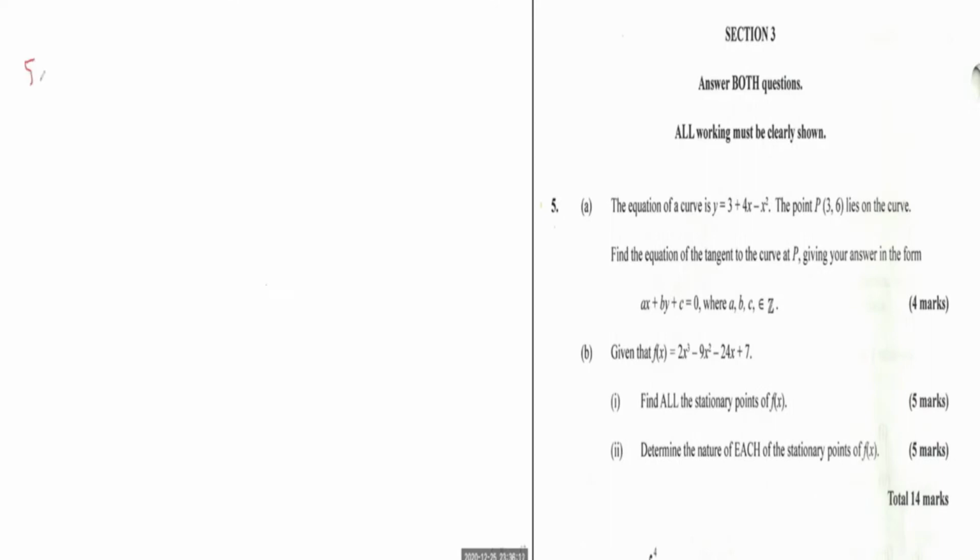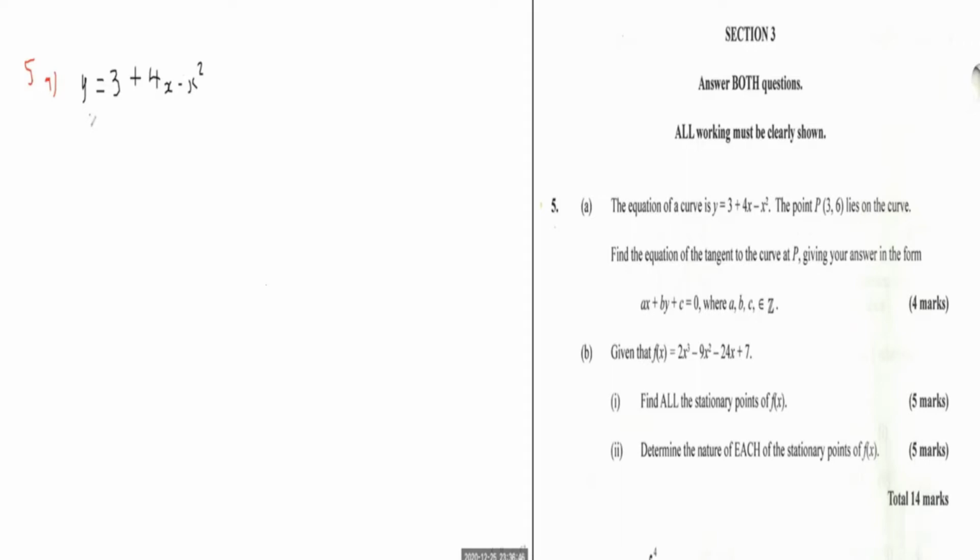Question 5 says the equation of a curve is, let's go back to our black ink. It says y is equal to 3 plus 4x minus x squared. So y is equal to 3 plus 4x minus x squared. And it goes next by asking us, the point P (3, 6) lies on the curve. Find the equation of the tangent to the curve at P.